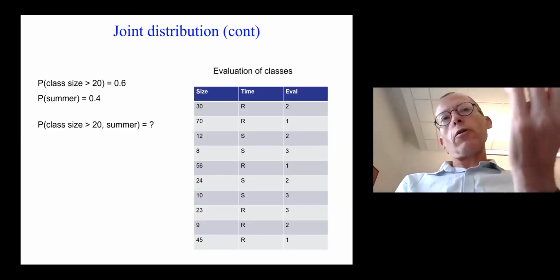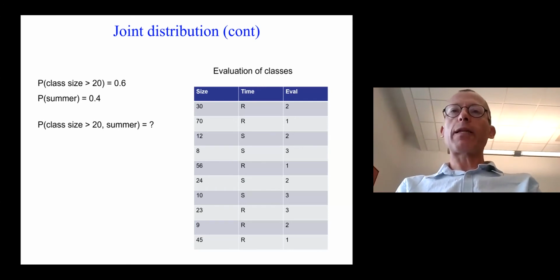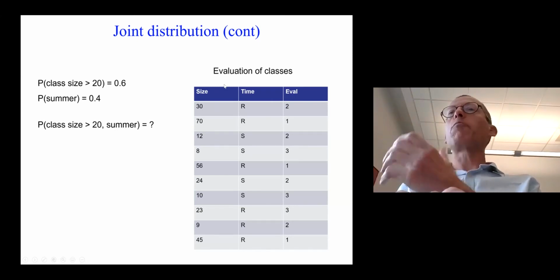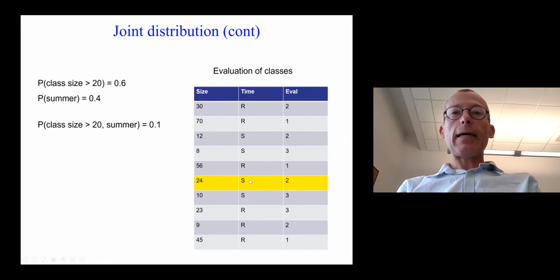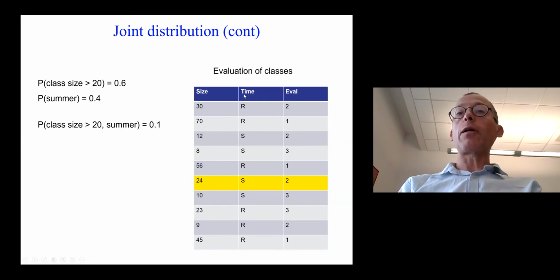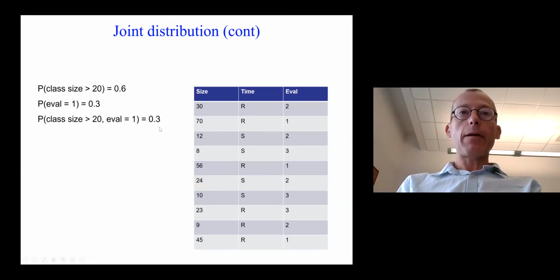Okay, so again, joint distribution, you can compute it, for example, from tables, right? So for example, let's say we have some table about some ranking for different classes. So this is the size of the class, this is the time, regular semester or the summer, and this is the evaluation. Okay, so we can ask what's the probability that the class size is greater than 20 and the summer. So in this case, we need to go over the table and find cases where we have both this one greater than 20 and the time is summer. And in this case, it's only 1 out of 10, so we can say it's 0.1.